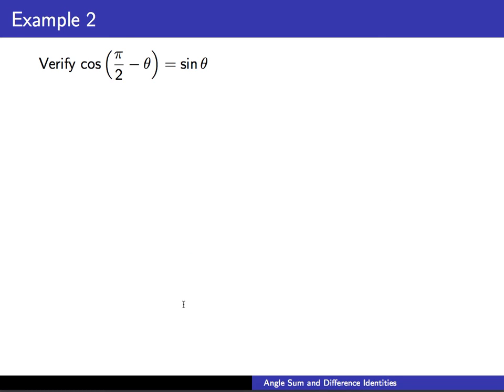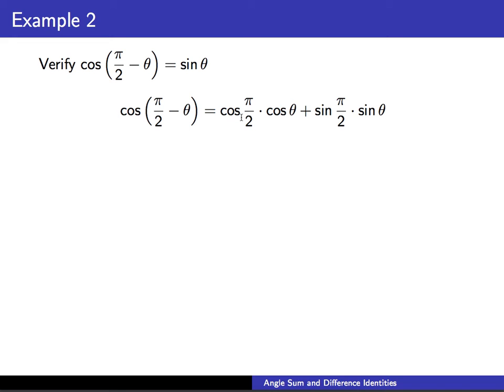Example 2, we're going to verify that the cosine of pi over 2 minus theta equals the sine of theta. In other words, when we look in a right triangle, the cosine of one of the acute angles is going to equal the sine of the other acute angle. So expanding out cosine of pi over 2 minus theta, it's the cosine of the first angle times the cosine of the second. So cosine of pi over 2 times cosine of theta. And then plus the sine of the first angle times the sine of the second angle. So the sine of pi over 2 times the sine of theta.